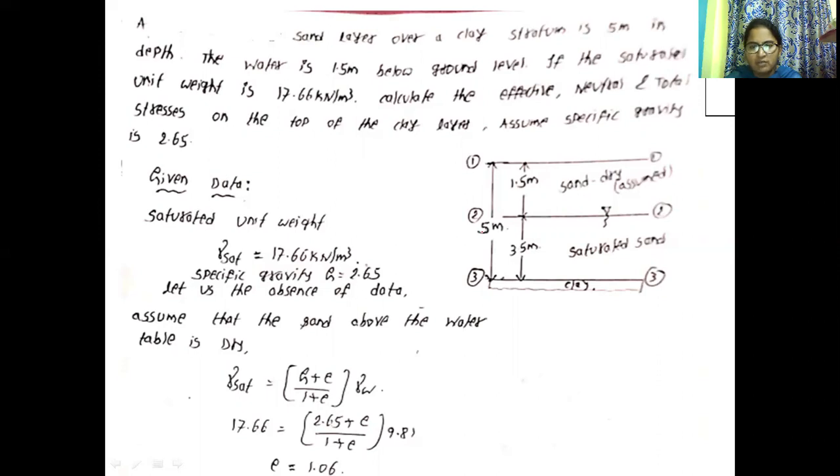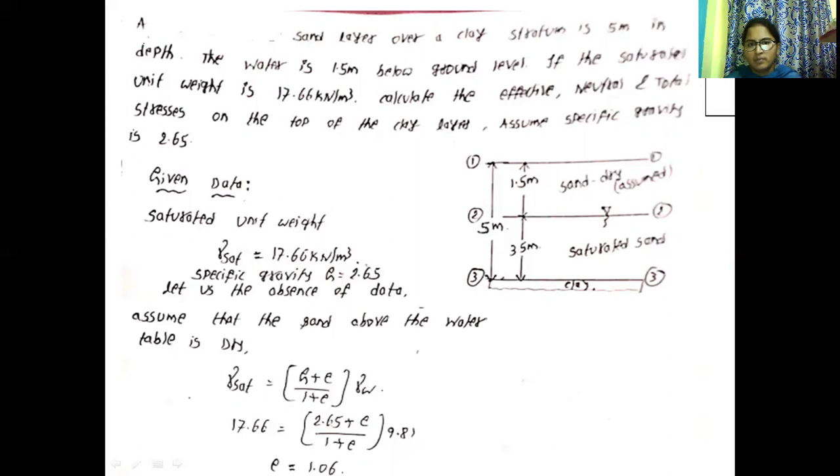So first of all, read out the problem. A sand layer over a clay stratum is 5 meters in depth. The water table is 1.5 meters below ground level. If the saturated unit weight is 17.66 kilonewton per meter cube, calculate the effective, neutral and total stresses on the top of the clay layer. Assume specific gravity is 2.65.